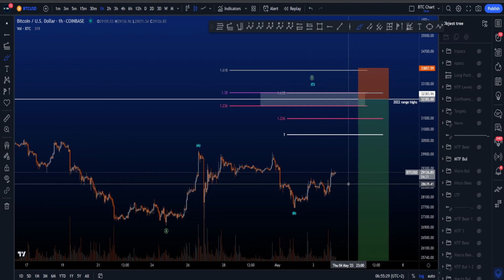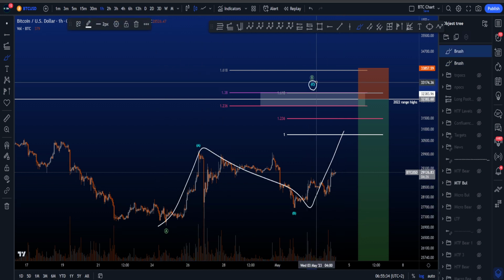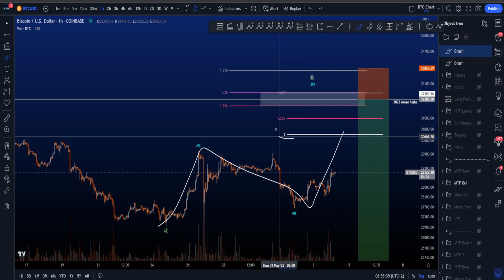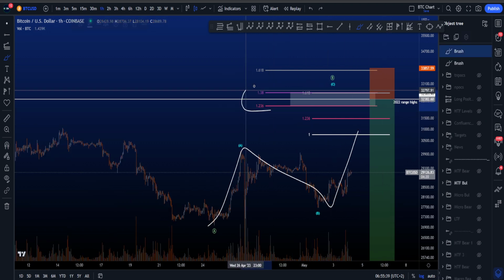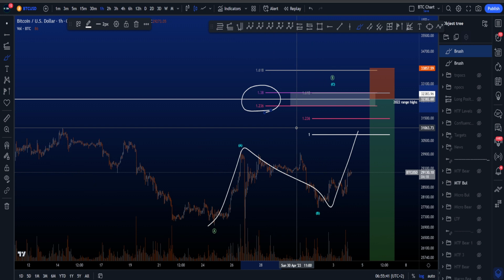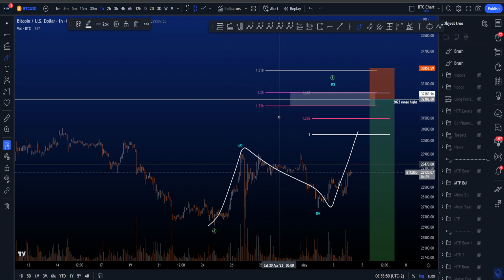and then a 5 wave move to the downside impulsively. Now, if this is an A, B, and then a wave C, the most common target for this blue wave C is between the 1 and the 1.236 over here, which, as you can see, is lower than the expanding flat target for a wave B, which is between the 1.236 and the 1.38, which is 32k to 32.7k. So this is the area of interest for an expanding flat.